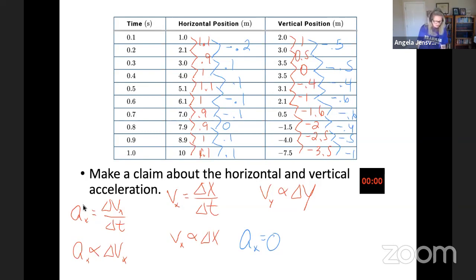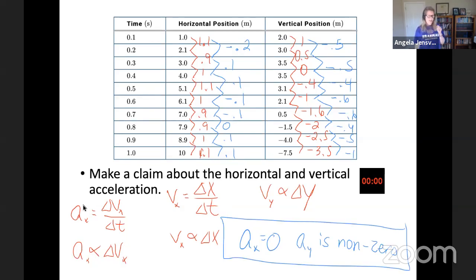What my claim is going to be is that acceleration in the y is non-zero, okay? Those numbers that I just calculated are not hovering around 0. So my claim is that the acceleration is 0 in the x and acceleration in the y is non-zero, based on my calculations of the displacements and how much those displacements are changing.